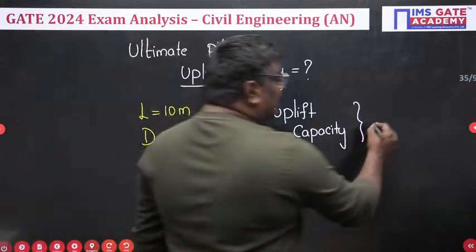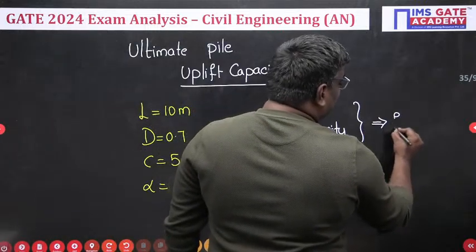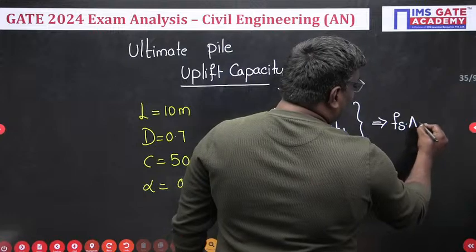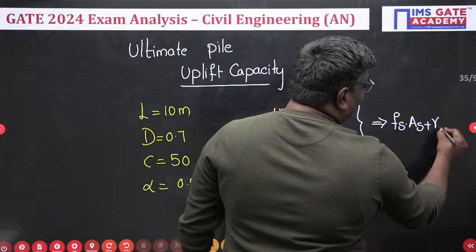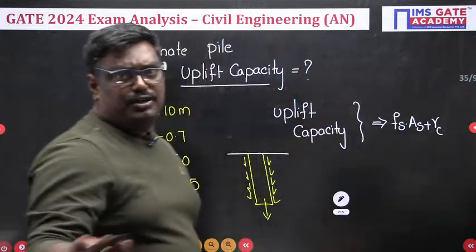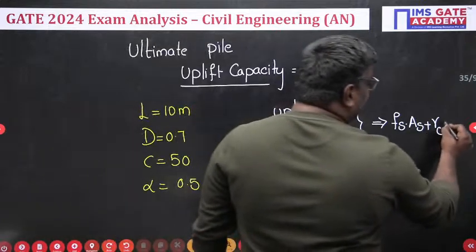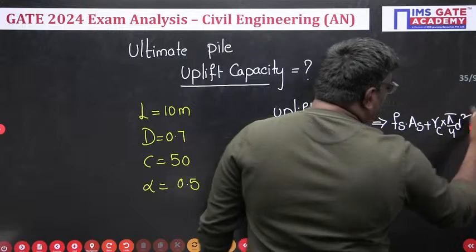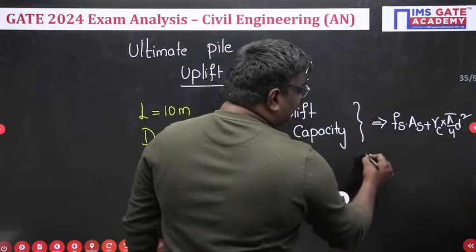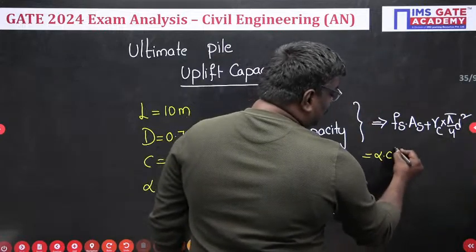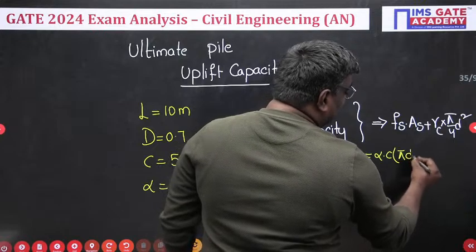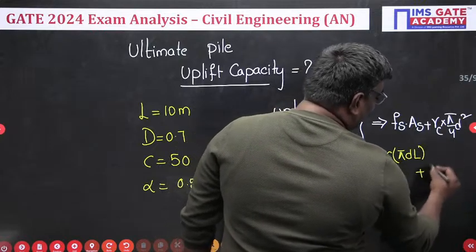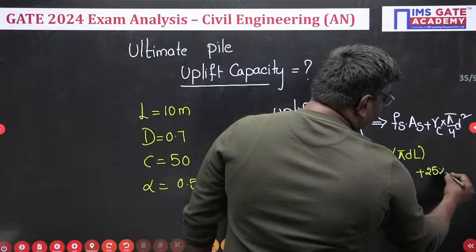So the formula can be written as Fs into As plus the unit weight of concrete, whatever they have given, into the base area of the tip, which is pi by 4 d square. If I apply this formula, Fs can be written as alpha into C into pi d L plus gamma C, which is 25, into pi by 4 d square.